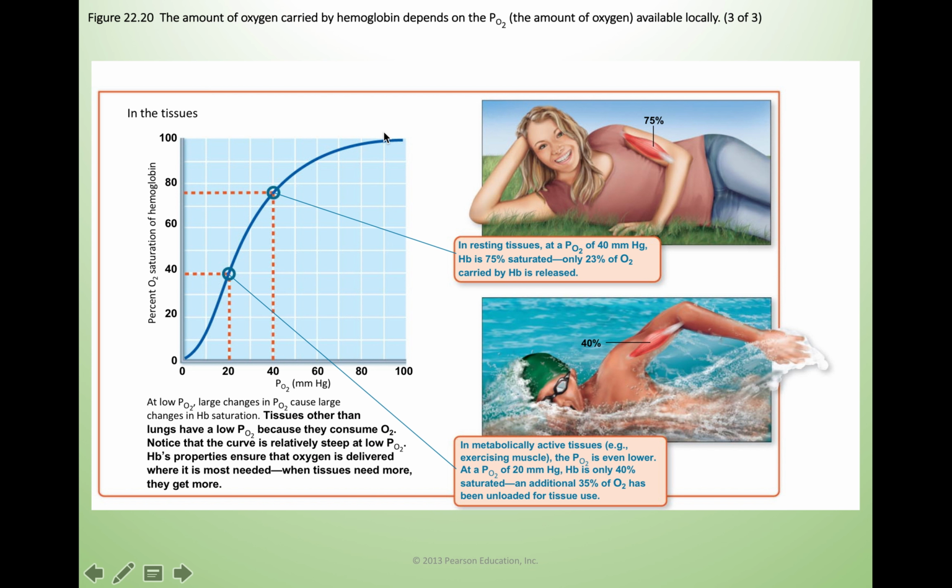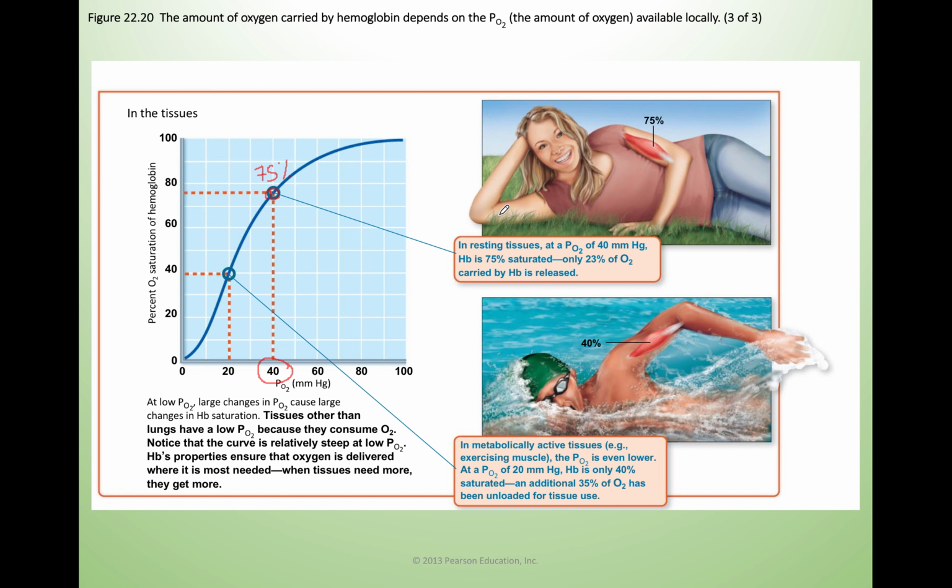Now, another scenario is when you are resting versus when you are exercising. So remember what we said earlier from the first graph I showed you. We said the pressure of oxygen inside the tissue is 40, which puts you at about 75% saturation, right? Which is this bullet point right here. So when you're relaxing, your hemoglobin is about 75% saturated.